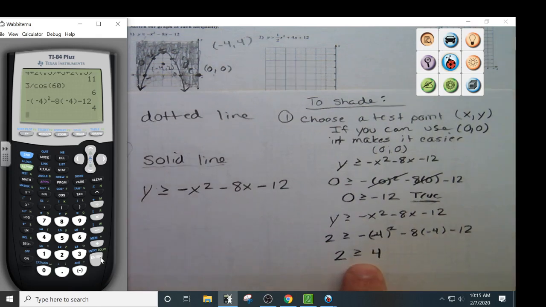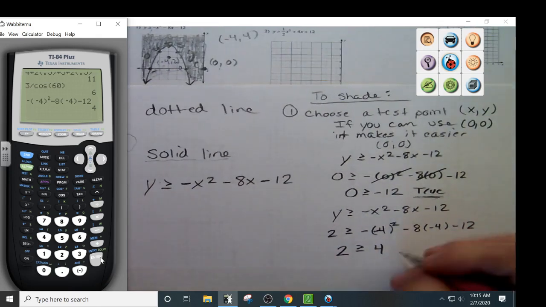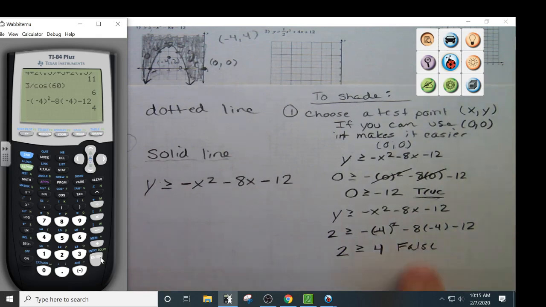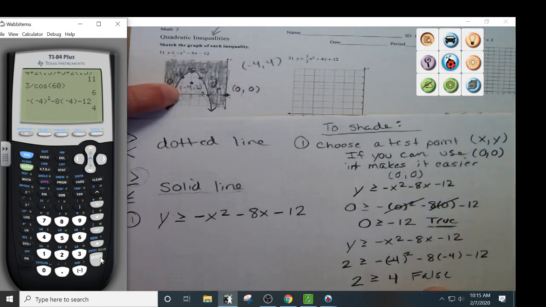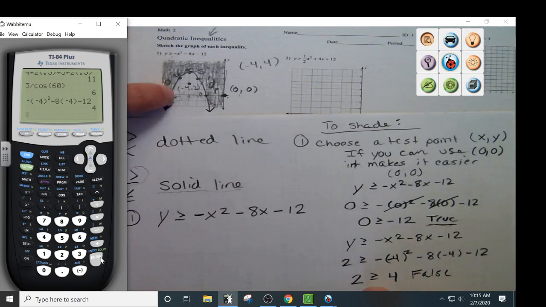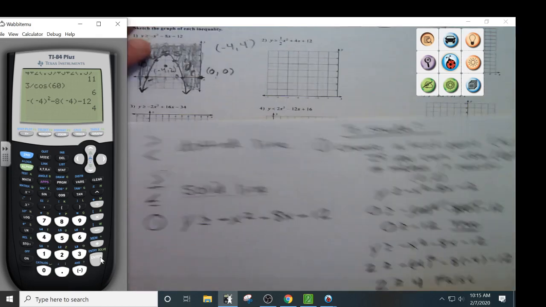Is this true or false? That's false, right? If you notice, guys, the reason why the inside is not shaded is because if I choose any point inside the mouth of this parabola, it will be false. You will never shade a false region. Never shade a false region. Yes. That's all you do. Yep. It doesn't matter what you choose, it'll make it true.